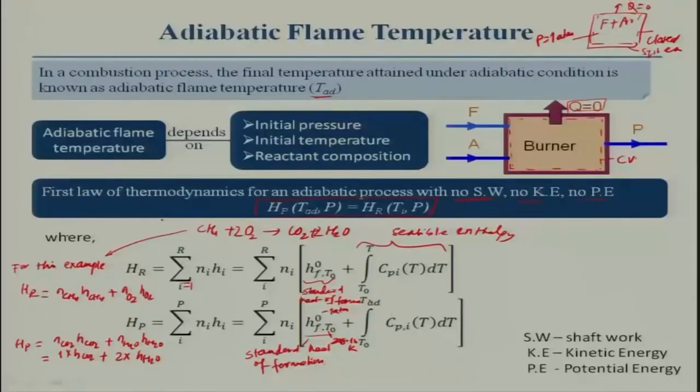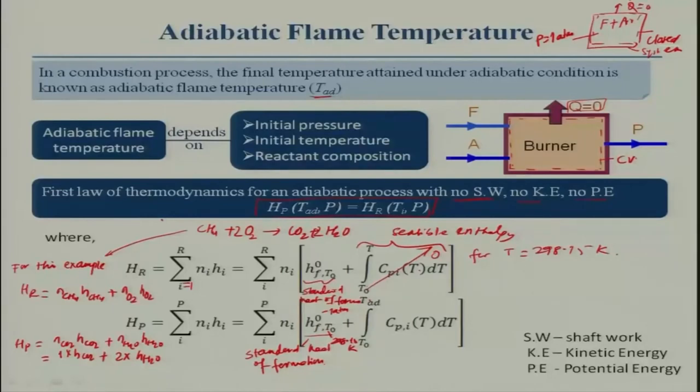So, how will we do that? That is a big problem, how to calculate that. Only if you use this can you calculate what the adiabatic temperature would be. And keep in mind that for the reactant, it is T0 to T. If the reactant is at 298 Kelvin, what will happen? This will be 0 for T equal to 298.15 Kelvin. But if the initial temperature is 600 Kelvin, then I cannot make it 0. This sensible enthalpy cannot be 0. It will be some finite value that you will have to calculate.